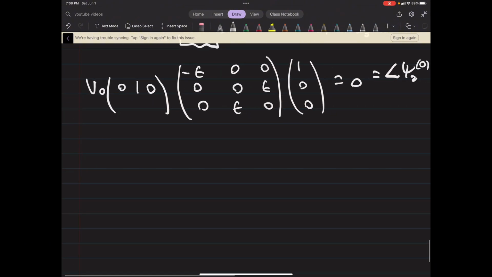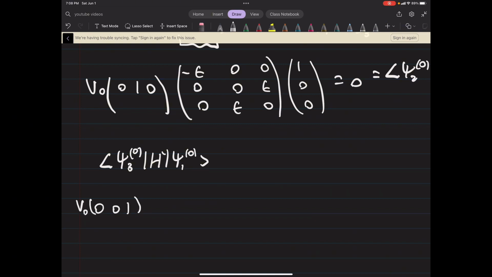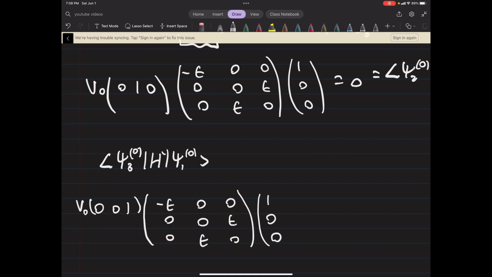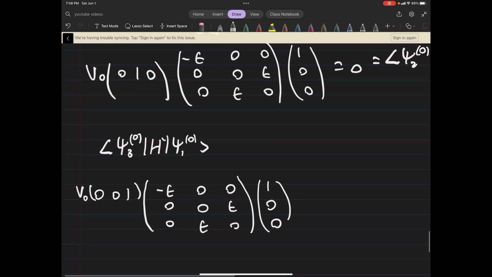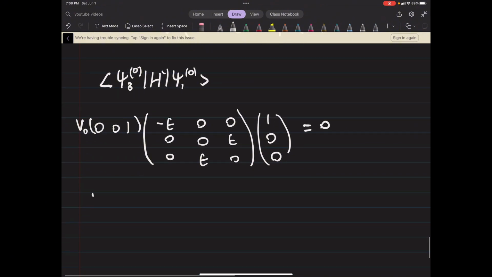This part is 0. We'll do it part by part. That might be easier. And now we're going to do the same thing but with this other eigenstate. So this will be 0, 0, 1. There's a V naught out here. Minus epsilon, 0, 0, 0, 0, epsilon, 0, epsilon, 0, 1, 0, 0. Okay? And again, we can multiply this out. This will also be 0. So evidently, our second order correction, well, there is none. It's 0.